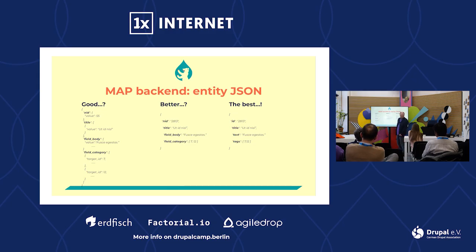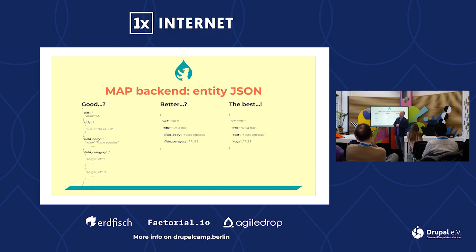So let's rework all this. We decided that for simple fields that have only one main field attribute, we will remove this second level. And finally, we get this: node ID, title, field body, field category. Easy, clear.